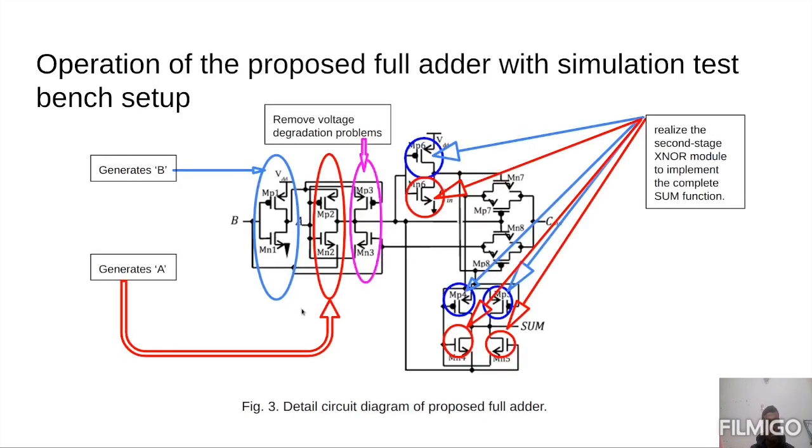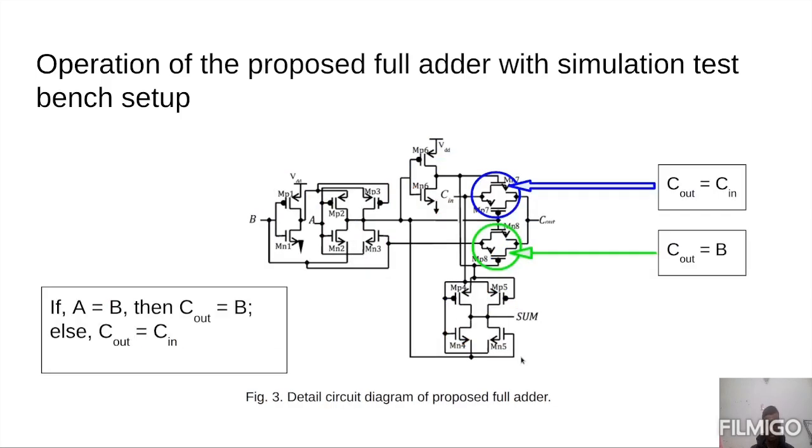In the XNOR module, this portion generates B, this portion generates A, and here we are reducing the voltage degradation problem. Whereas MP6, MN6, MP4, MN4, MP5, MN5, combining these will realize the complete sum function. If the external module outputs A and B are the same, then we get C out from this. If they are not the same, then we get C out from the C in module.